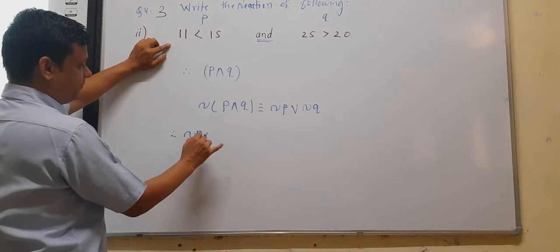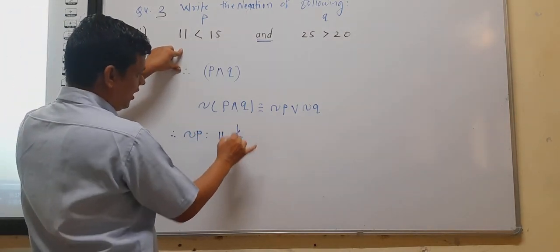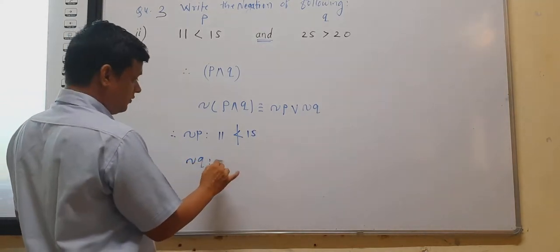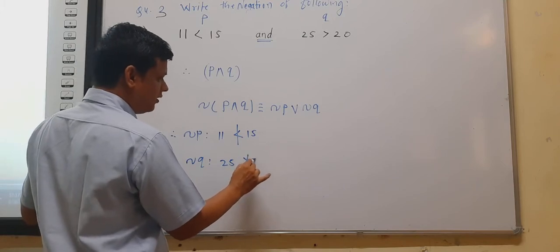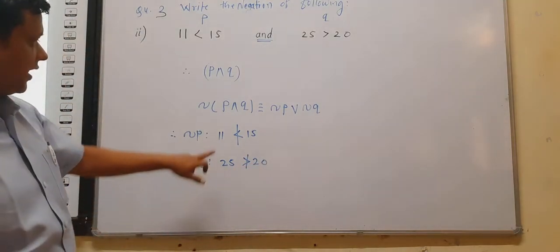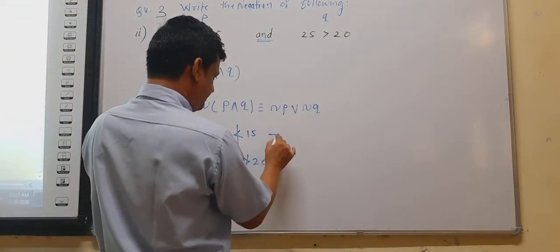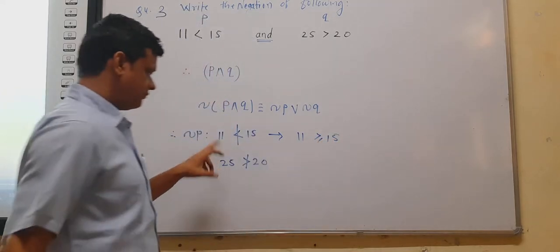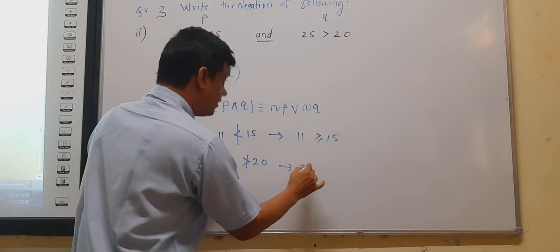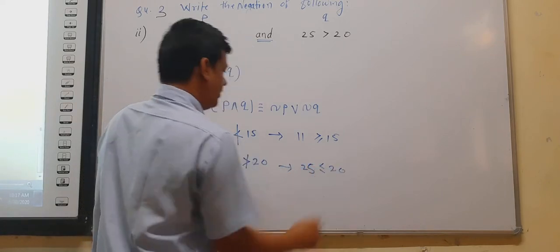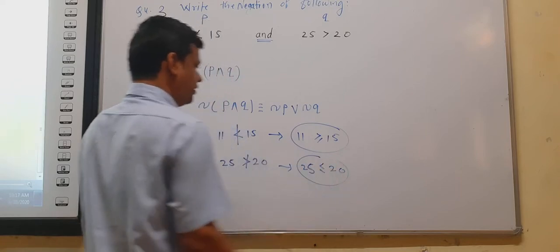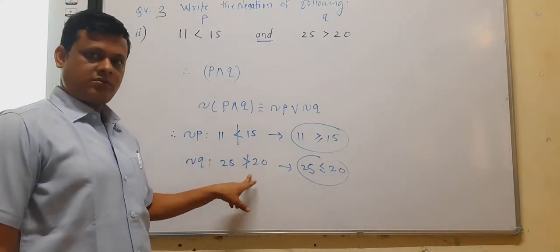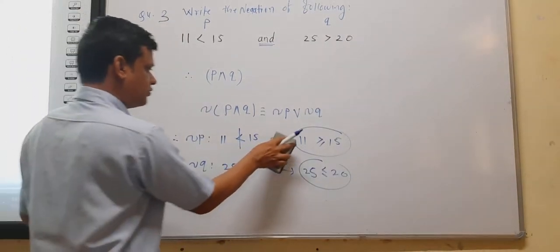Therefore, negation of P: 11 not less than 15. Negation of Q: 25 not greater than 20. We can write negation in this way also: 11 greater or equals to 15, and 25 less or equals to 20. We can use this or this for its negation. So we use the first one.